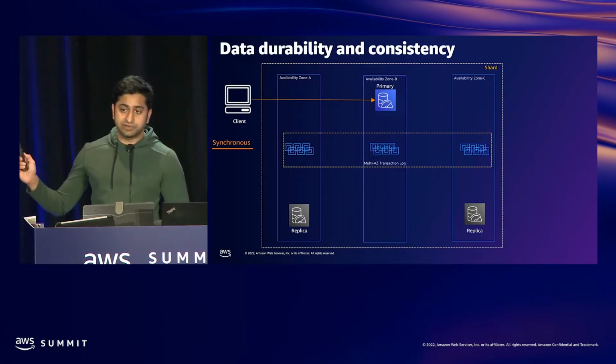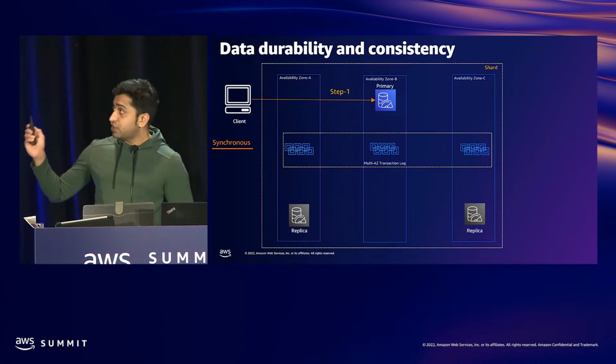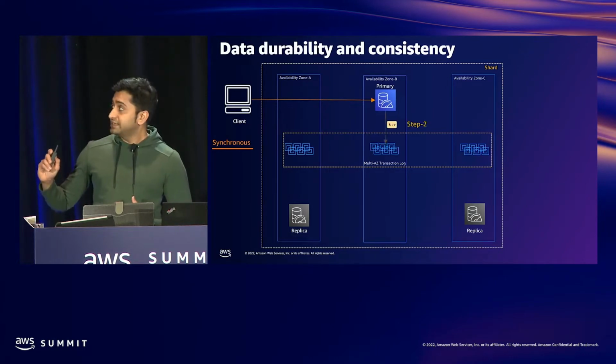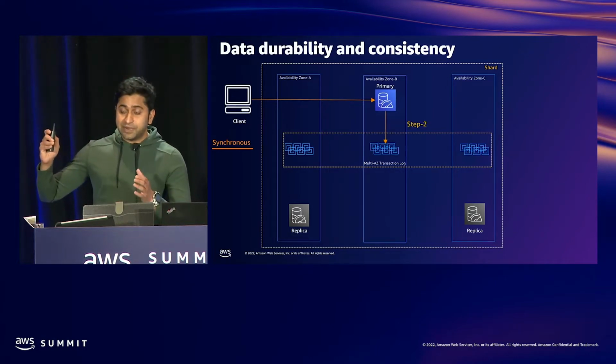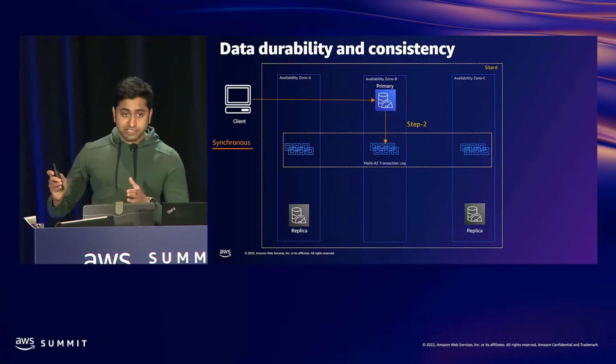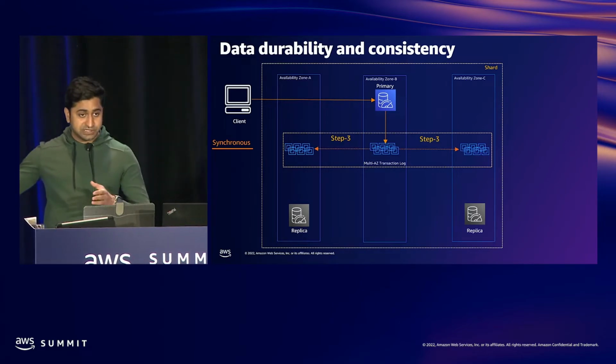And let's see how it works. If a client sends a request to the cluster, obviously the primary gets the request, writes it itself, and forwards the request to the multi-AZ transaction log in the same AZ, right? Then the multi-AZ transaction log in the same AZ forwards the request to the other multi-AZ transaction logs in other regions.